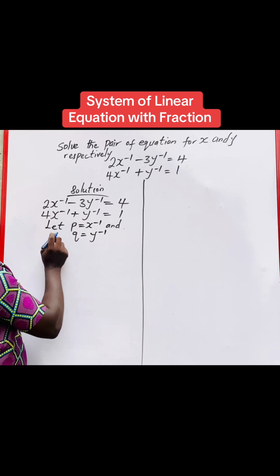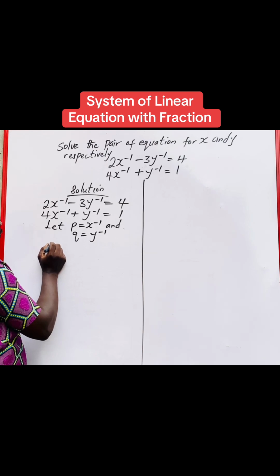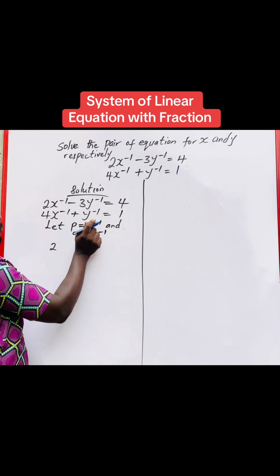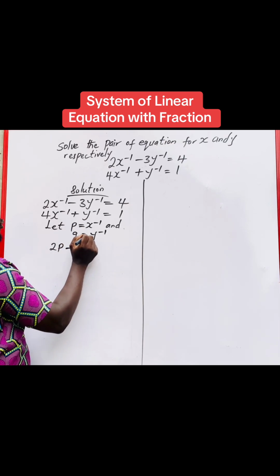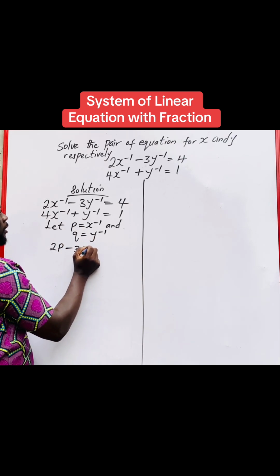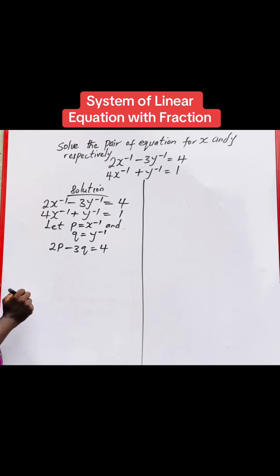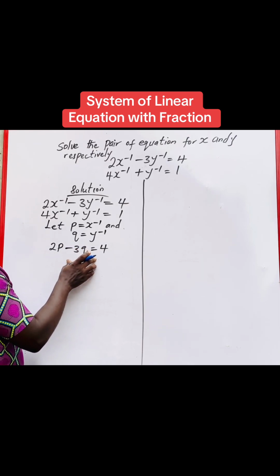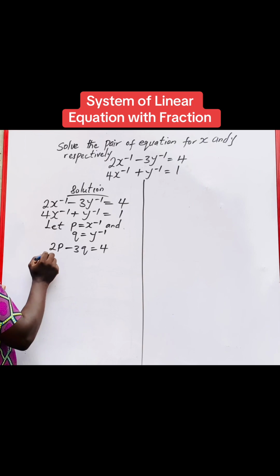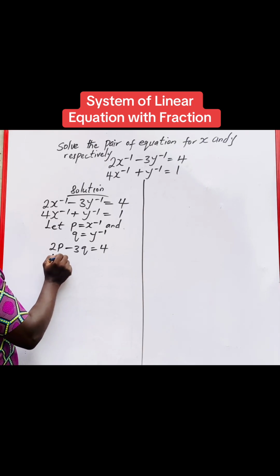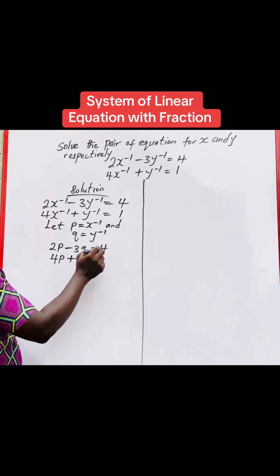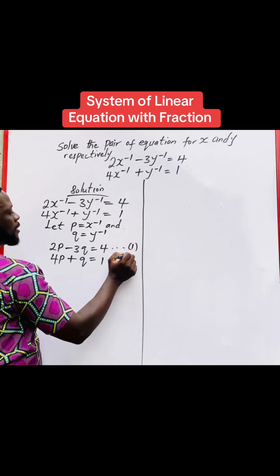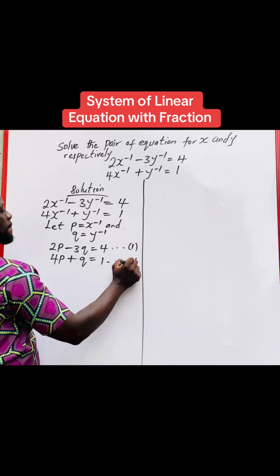So the first is 2. In place of x raised to the power of minus 1, you put p, minus 3; in place of y^-1, you put q, equal to 4. So this is solving simultaneous equations by substitution. So the second one, you have 4p plus q equal to 1. So you call this equation 1 and you call this equation 2.